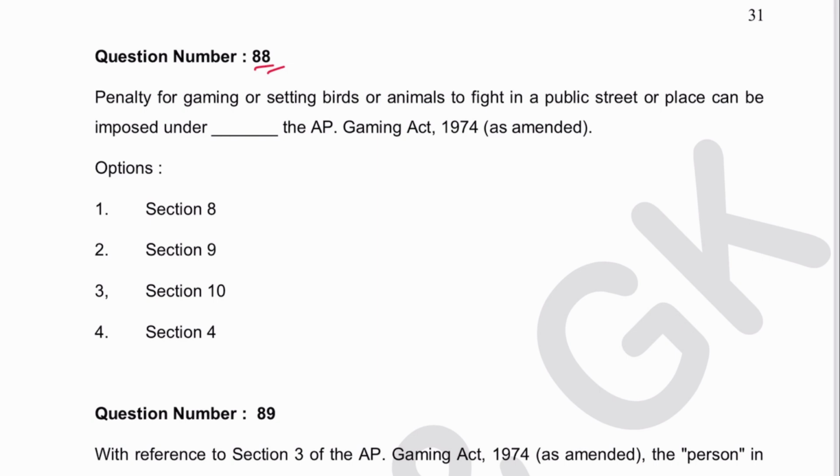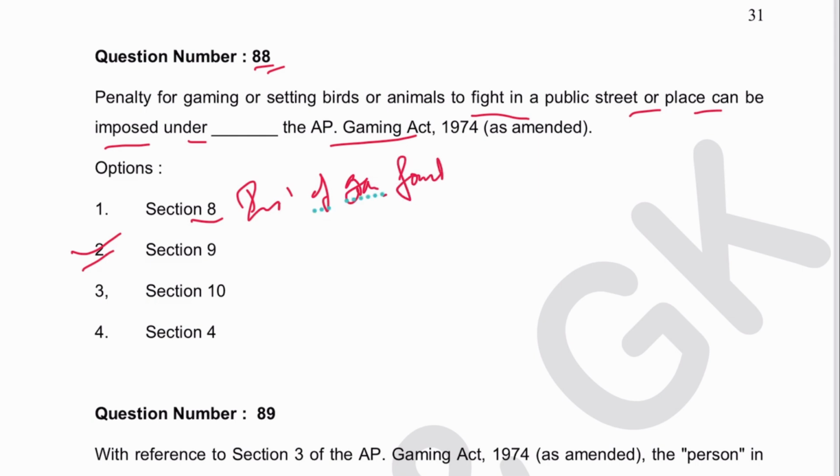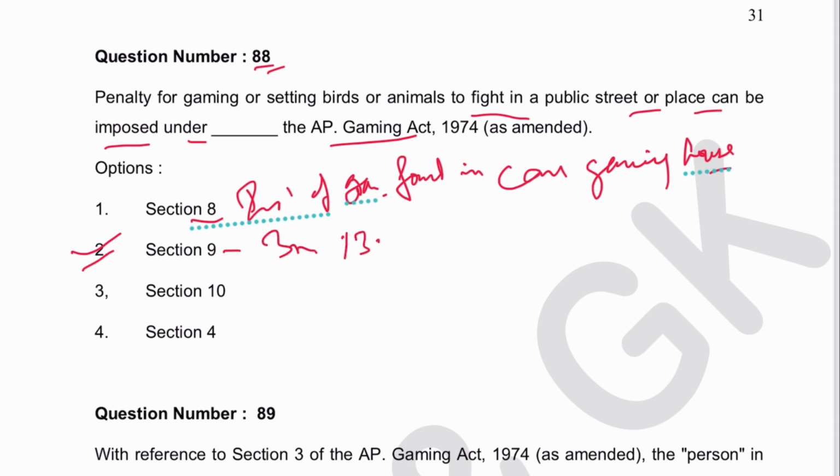Next is 88. Penalty for gaming or setting birds or animals to fight in public street or public place can be imposed under section 9 of AP Gaming Act. 2 is the answer. Section 8 is instruments of gaming found in common gaming house. Okay. And in section 9, punishment is 3 months and or fine of rupees 300. Section 10 is power to arrest without warrant.